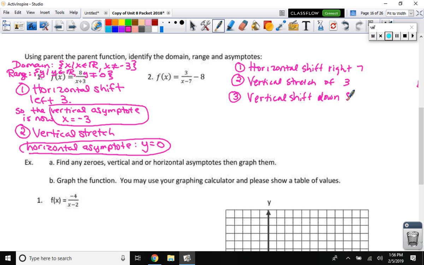Down 8. Really the ones that matter in terms of your asymptote are which ones? Horizontal shifts and vertical shifts, right? Okay, so if I take the entire graph and I shift it to the right 7, which asymptote is affected? The vertical. So now what is my vertical asymptote? 7. And horizontal asymptote, what happened? Went down. So it's now at y equals -8.